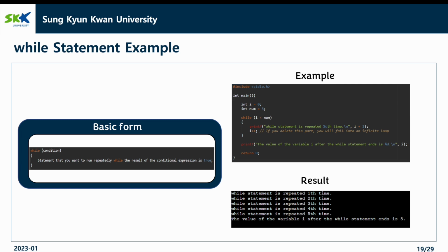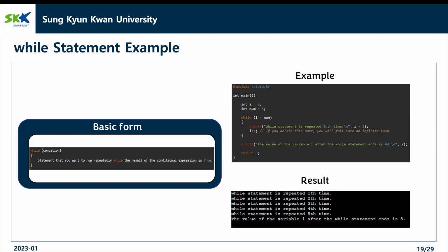This example is an example of repeating if I is less than num. If this while statement is executed normally, I increases by 1 every time the while statement is repeated, and the while statement is repeated 5 times as follows.